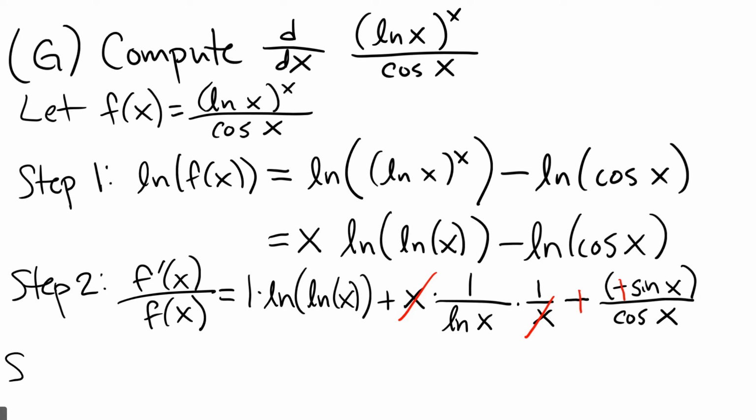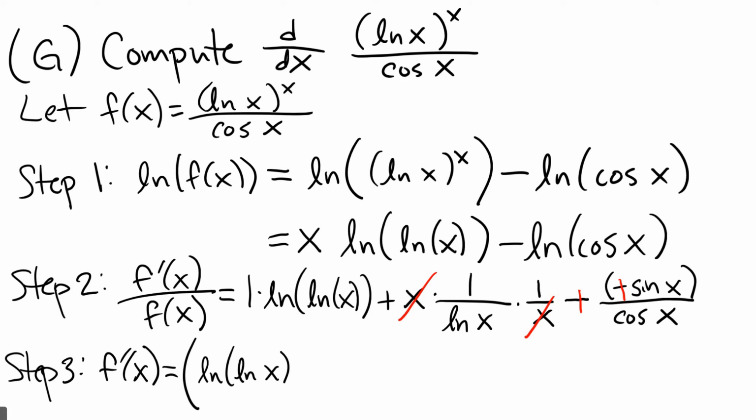So now in step 3, when we multiply, we have ln ln x, and we have 1 over ln x. And then this last term here is actually plus sine over cosine, which you can leave as sine over cosine, or you can write as tangent if you want to. Doesn't matter. Finally, we multiply by f.